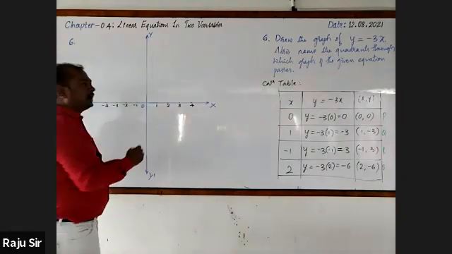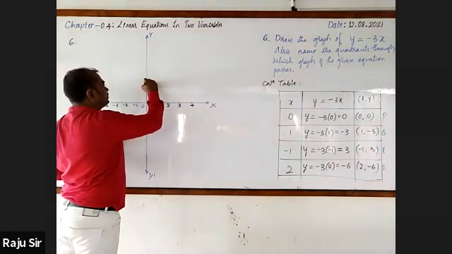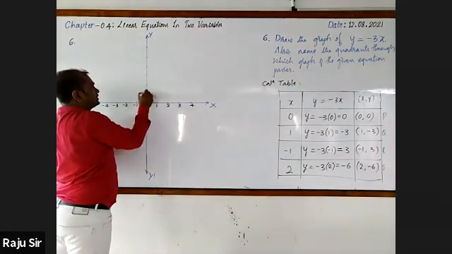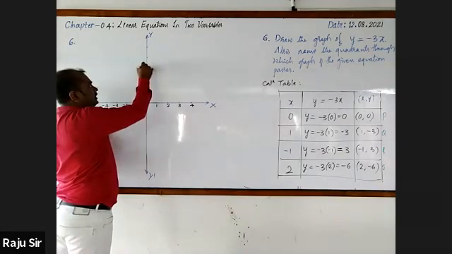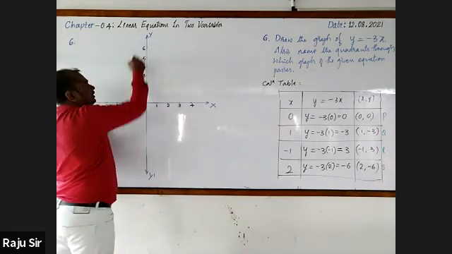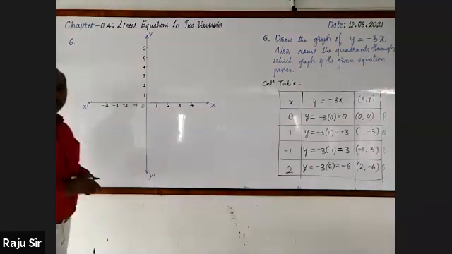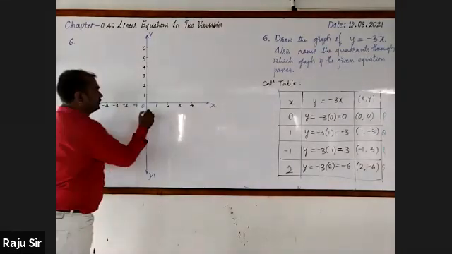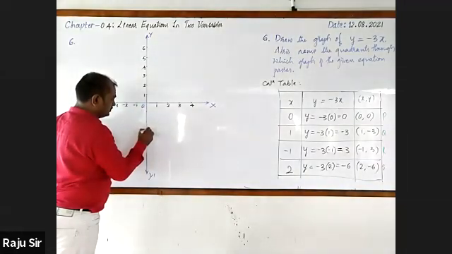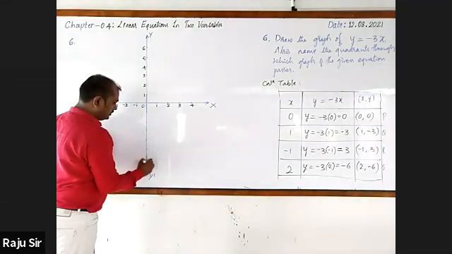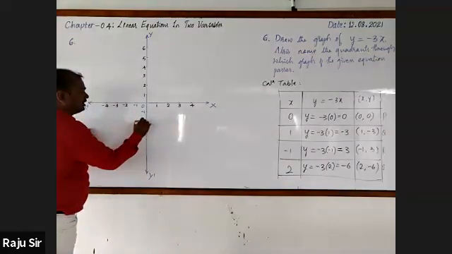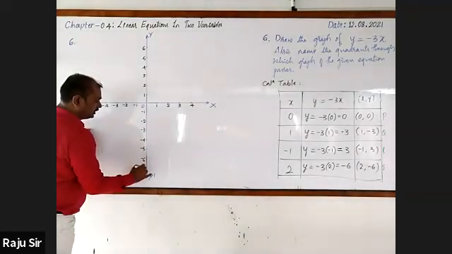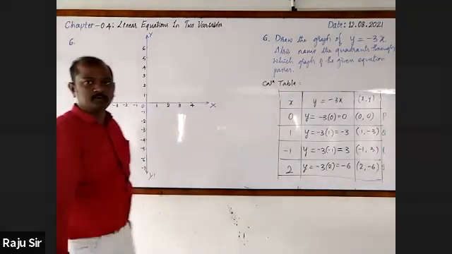Above 0 are positive. Go on writing with me. It is positive 1, positive 2, positive 3, positive 4, positive 5, and positive 6. Below 0 are negative. Siddhesh, are you writing? Here I am marking. It is negative 1, negative 2, negative 3, negative 4, negative 5, negative 6. Well, you can take up to negative 7.